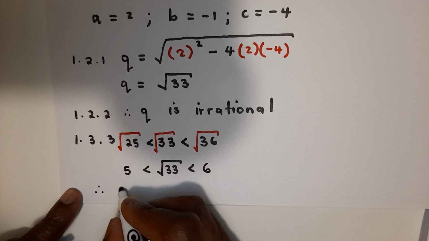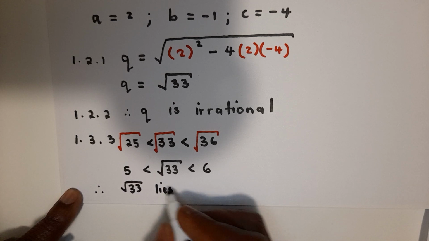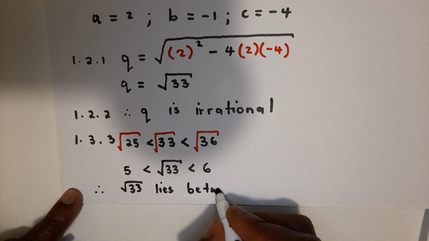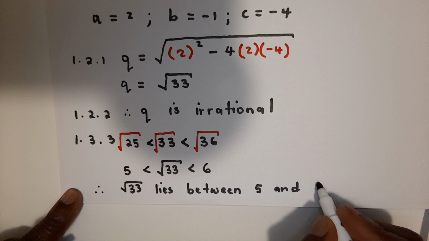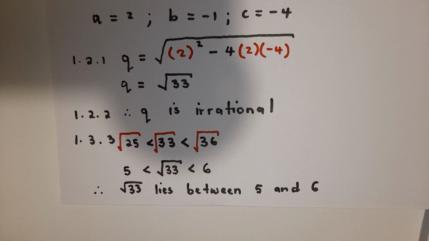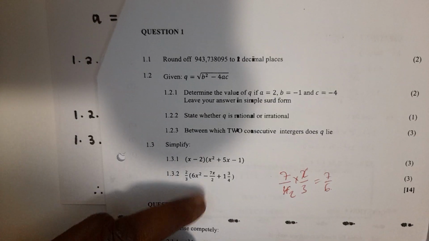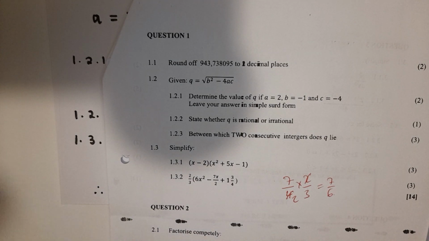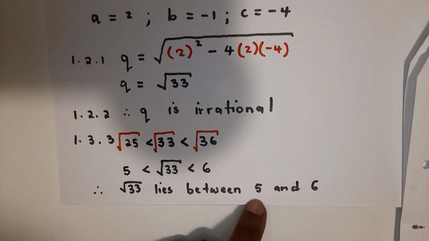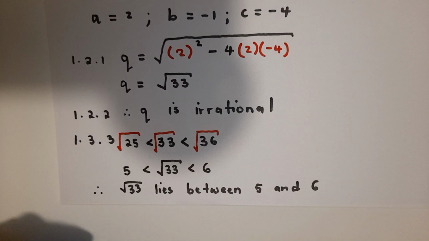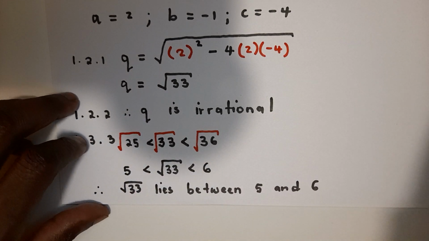Then it means that the square root of 33 lies between 5 and 6. And again, if you read the question clearly, they told us that these two numbers must be consecutive. Two consecutive numbers, and it is the case because we have 5 and 6, which are numbers that follow each other. Right. Okay, let us move on.